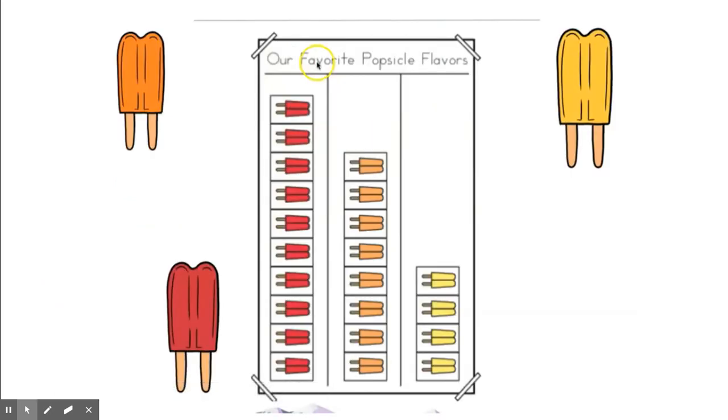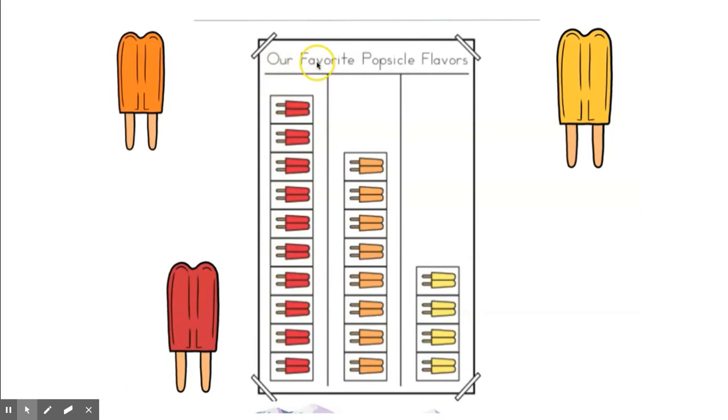So let's pretend that we went ahead and we graphed our favorite popsicles onto a graph. Now, just like books have titles, oftentimes graphs have titles so that we know what the graph is about. The title of this graph is Our Favorite Popsicle Flavors. Okay, and there are 3 different types of popsicles on our graph. We have the cherry, the orange, and the banana.